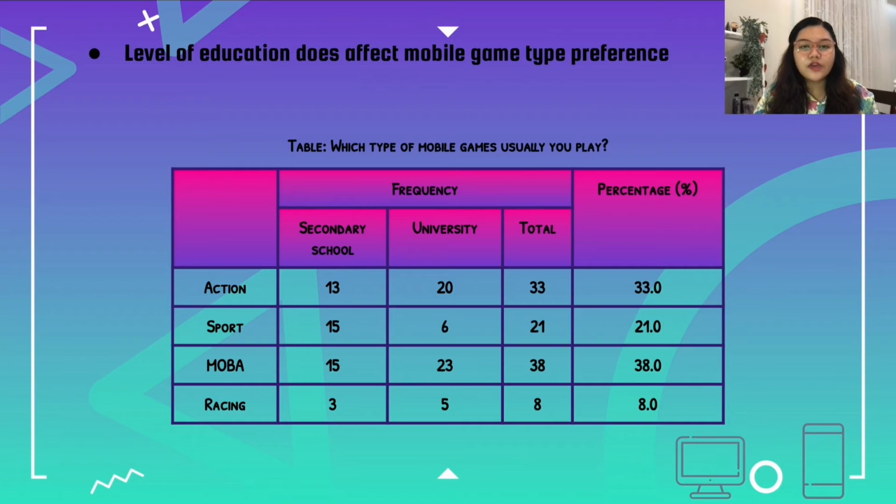Next is level of education does affect mobile game type preference. There are 4 types of mobile games that were given as an option in the Google Form. We can see a clear difference between secondary school students and university students on the sport type of mobile game. A frequency of 15 students from secondary school prefer sport games, while only a frequency of 6 university students prefer it. For secondary students, sport and Moba types have the highest frequency. However, for university students, Moba has the highest frequency. Overall, Moba type of games is the popular choice among respondents.